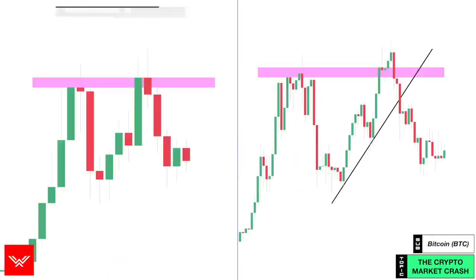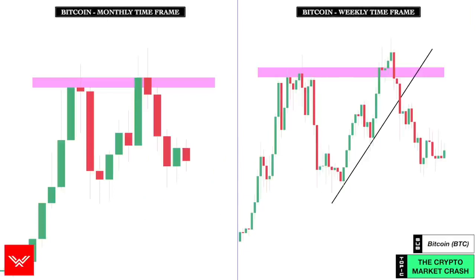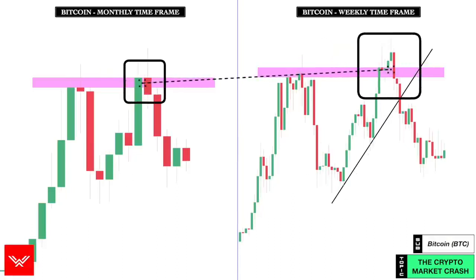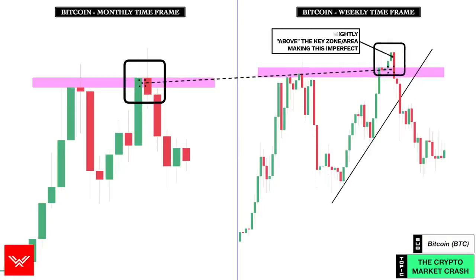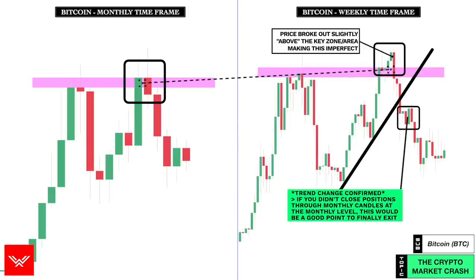On the left is the Bitcoin monthly time frame we just looked at, and on the right is the Bitcoin weekly time frame. Same key level and area, same uptrend. This area here is this same area here. Again, notice how on the weekly time frame, price broke out slightly above, making this an imperfect area. If you didn't close out your positions based on the monthly time frame price action and monthly key levels, a second exit confirmation point would have been through the trendline break area here.